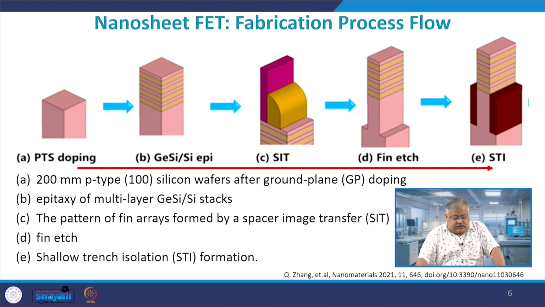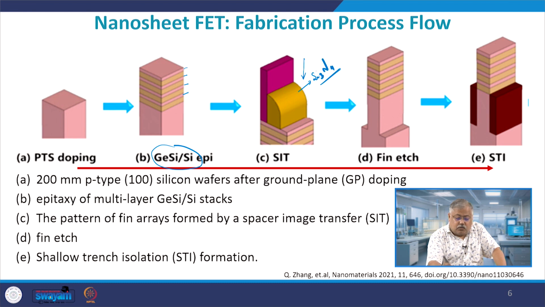So what we do is that we take up an initial silicon germanium silicon epi layer, right, and we do a sandwiching of those layers. Then what we do is a spacer image transfer here, SIT. Once I do a spacer, this is silicon nitride, right, Si3N4.